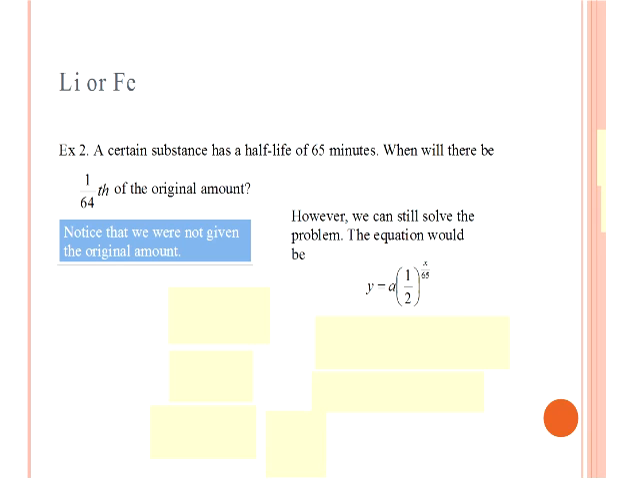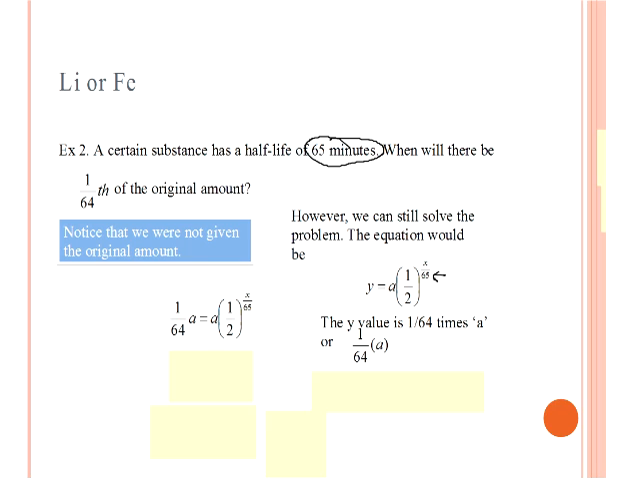And so again, I see here that the half-life is 65 minutes, and so that's where that goes. In this case, x is going to be measured in minutes because the half-life is. Now the amount that we're looking for is 1/64 of the original amount, and so that's going to mean that I have 1/64 times A.